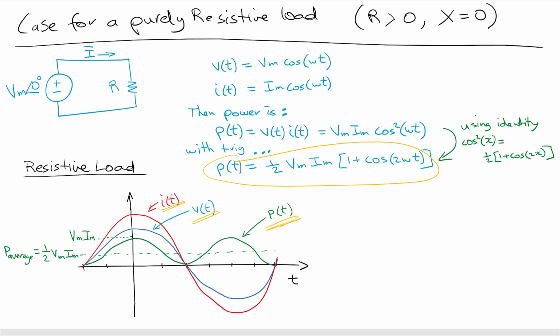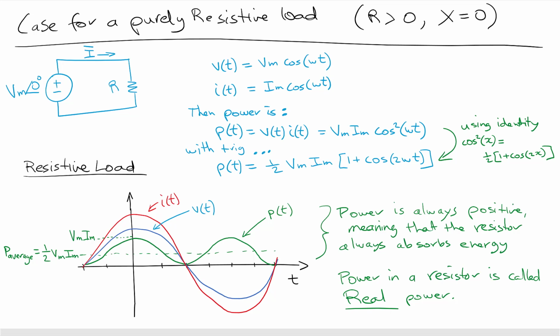So now this power waveform has a peak value of Vm times Im. Its lower value is 0, and then its average value is just in between those two at 1/2 Vm Im. So one thing that we can notice in this is that the power is always positive. So the power waveform, P of t, is always positive. So this means that the resistor is always absorbing energy, and when a resistor absorbs energy, that means it dissipates it as heat. Okay, that energy is lost, and we call the power in a resistor real power. Okay, so that's a definition. That's real power.